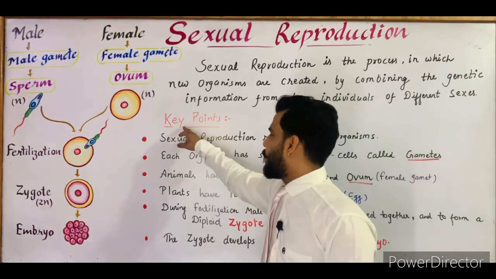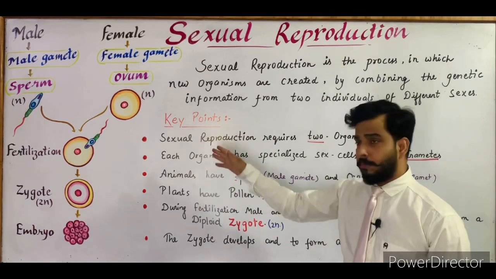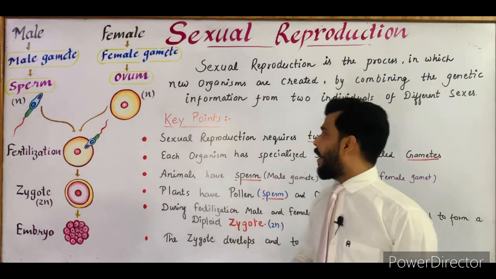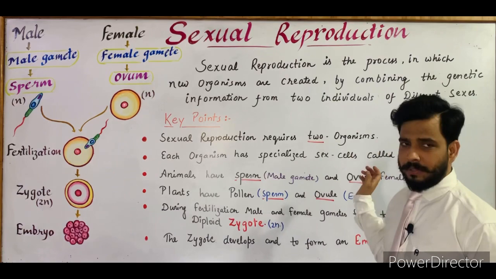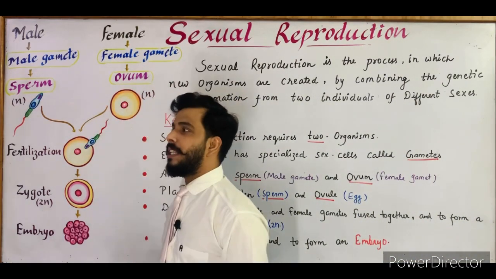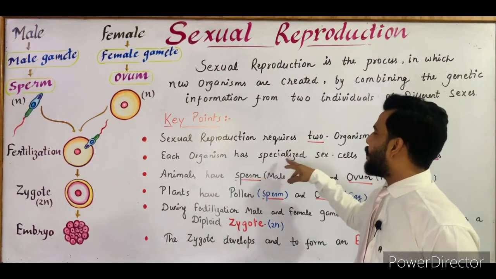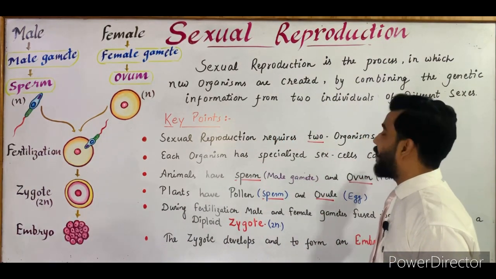Here I wrote something about sexual reproduction. These are the key points. So, start with number 1. Sexual reproduction requires two organisms. As you can see here, sexual reproduction requires male and female, meaning it requires two organisms. The second one is each organism has specialized sex cells called gametes.